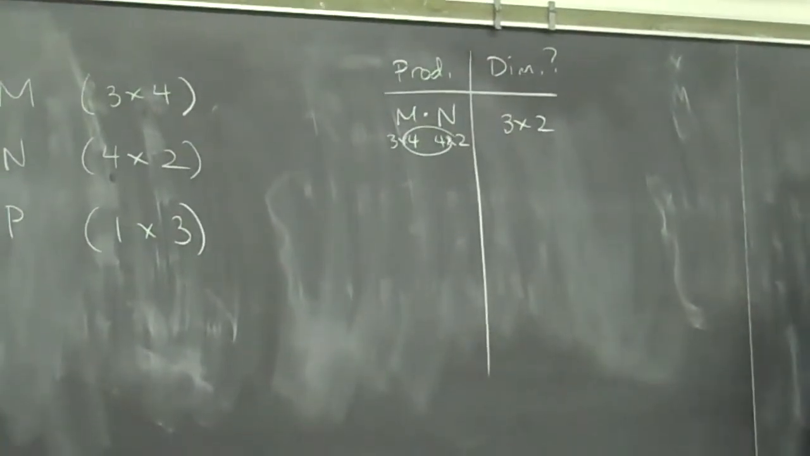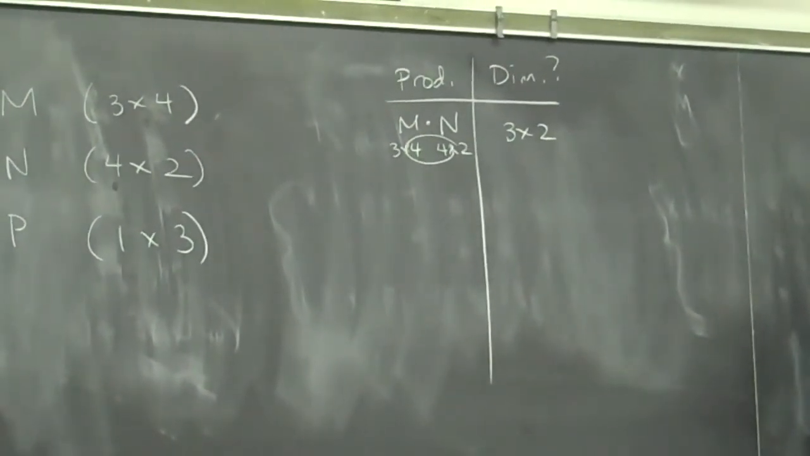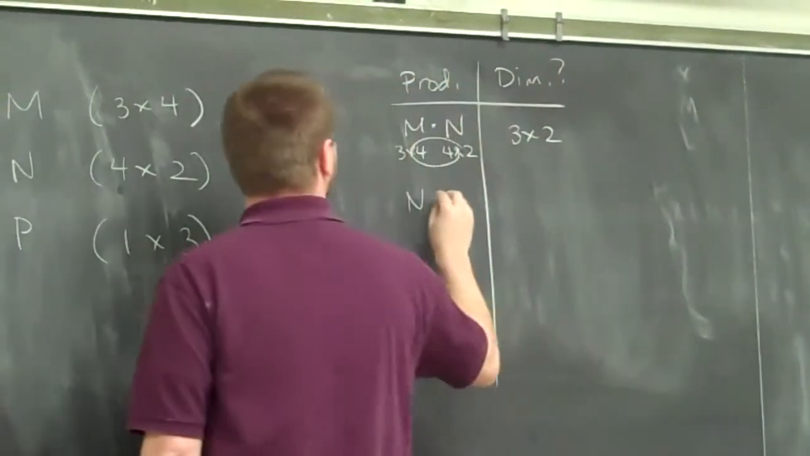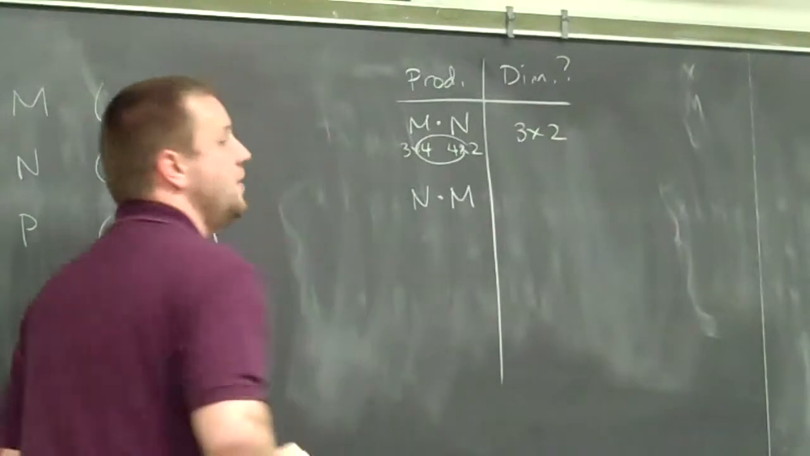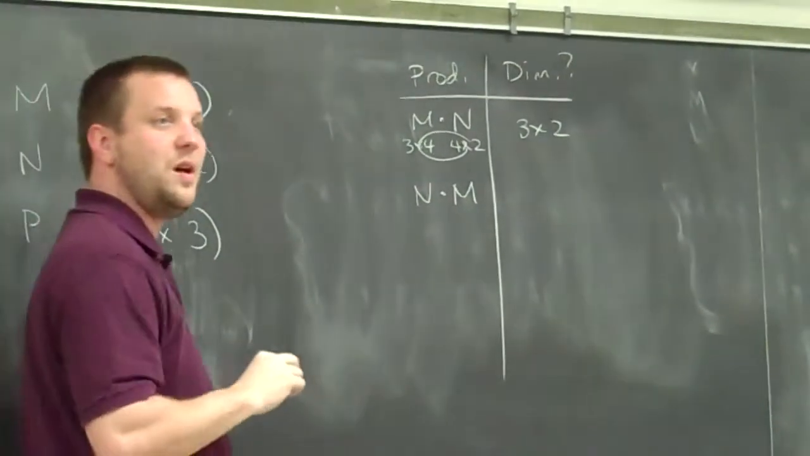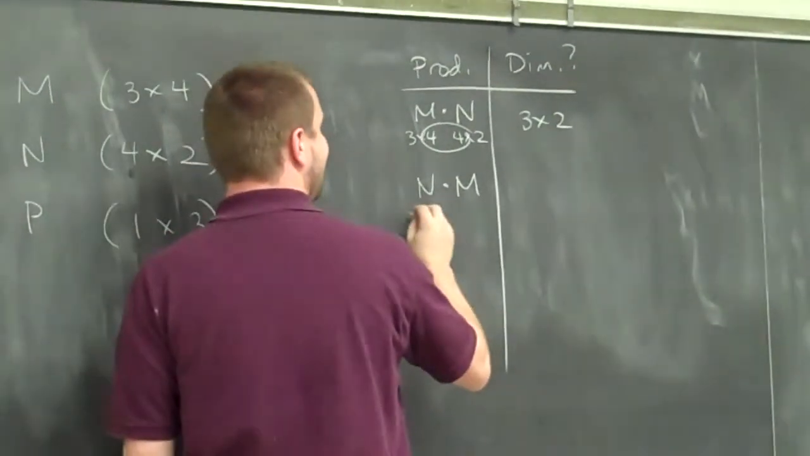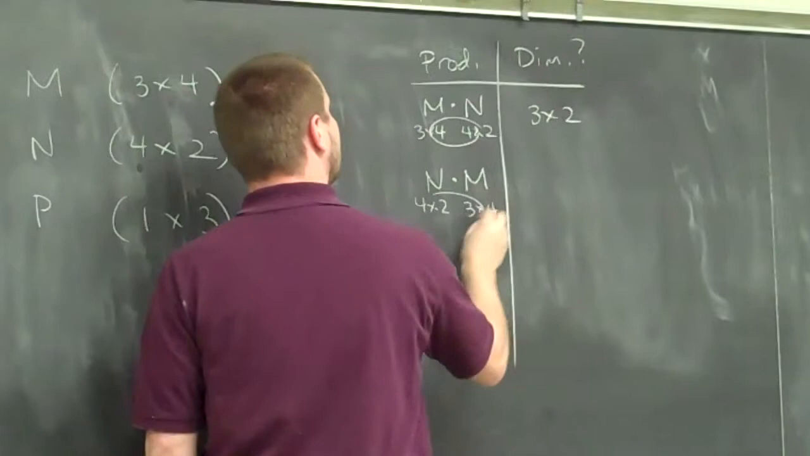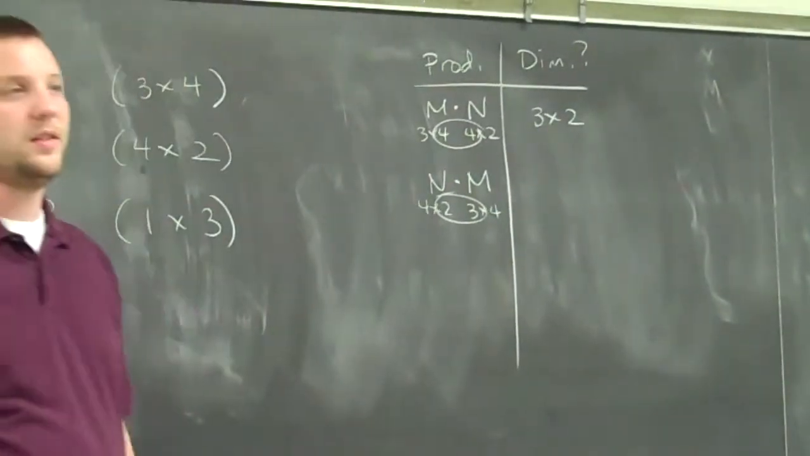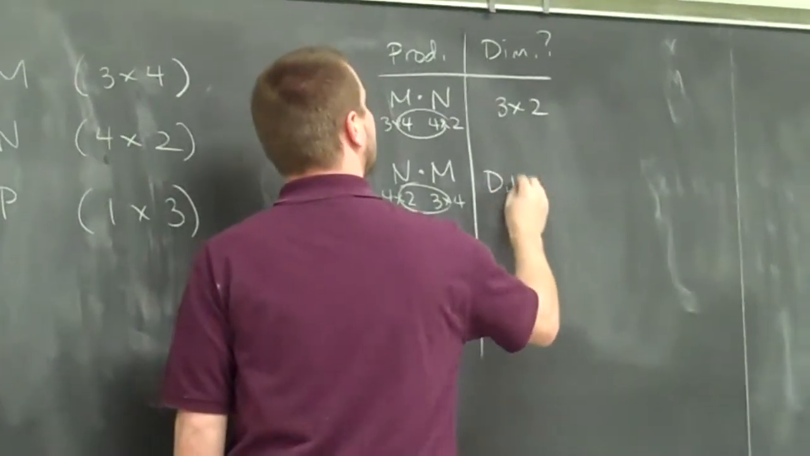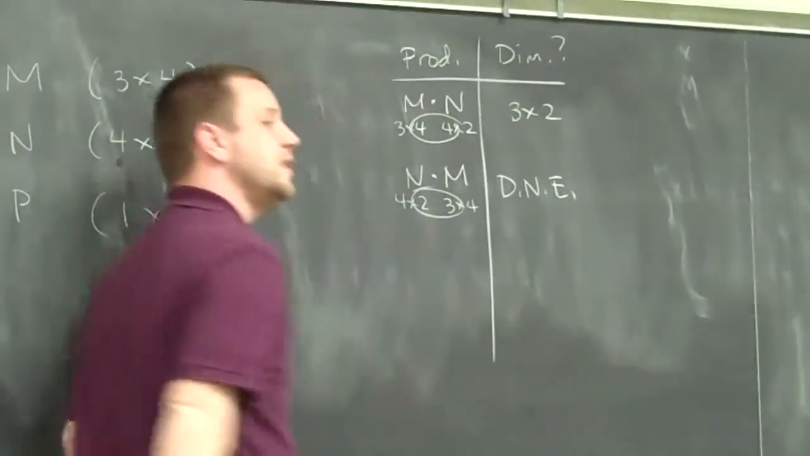Now here's what's crazy, and maybe unexpected for some of you. Let's turn it around. What's N times M? That's a problem, isn't it? If I try to take a 4 by 2 matrix times a 3 by 4 matrix, those two numbers aren't the same, so N times M doesn't exist.